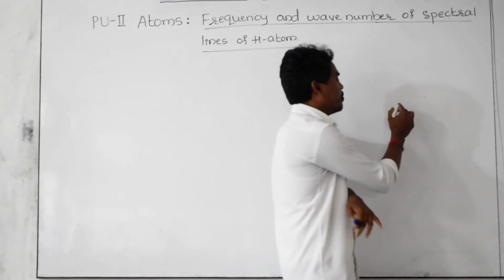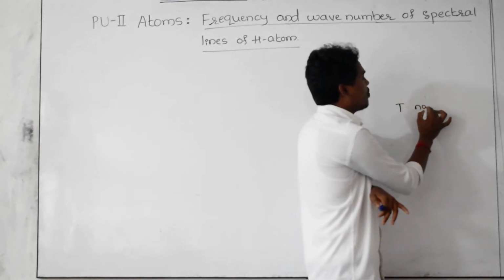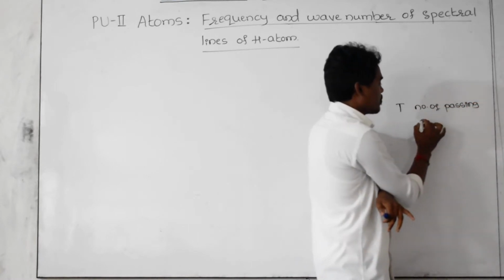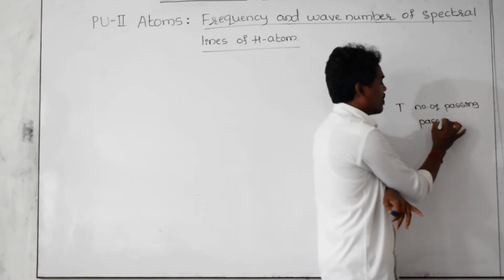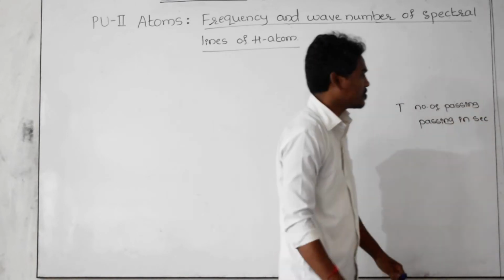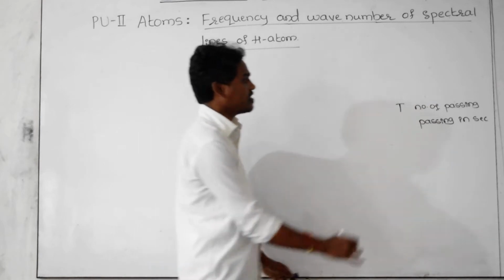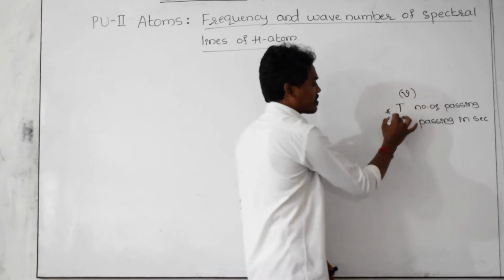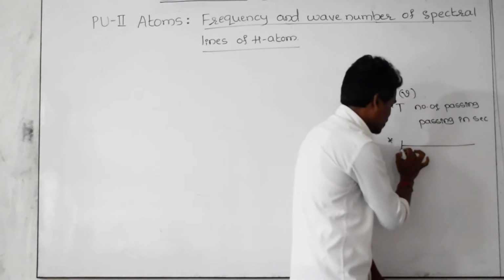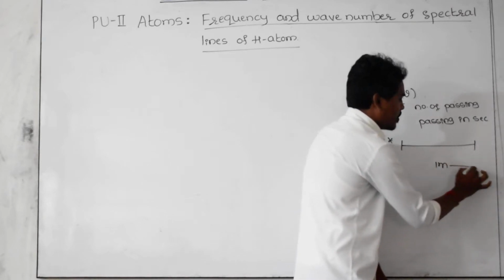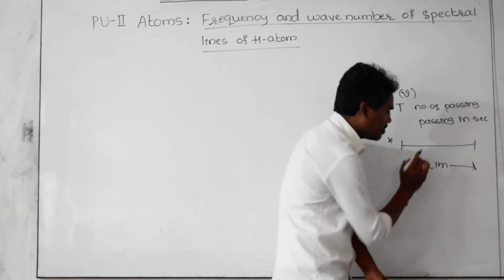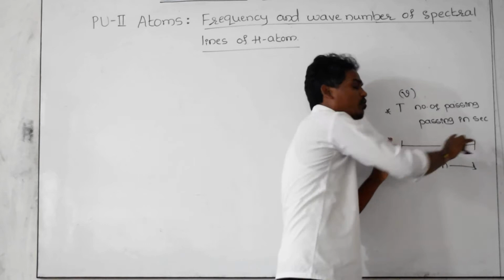Let us consider with respect to time, the number of waves passing through the medium in 1 second. Those waves are called frequency, indicated as nu. And the second word is the wave number. What do you mean by wave number? Let us consider this is a distance. This distance is equal to 1 meter. Means I am taking the length now. I am not considering time. I am considering only length. Just imagine this length is equal to 1 meter.